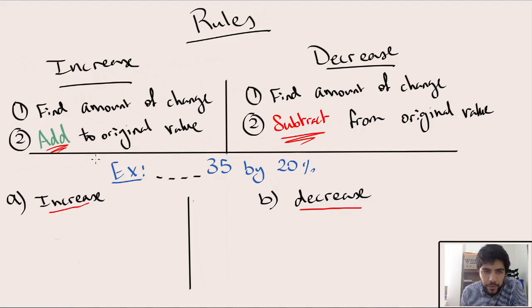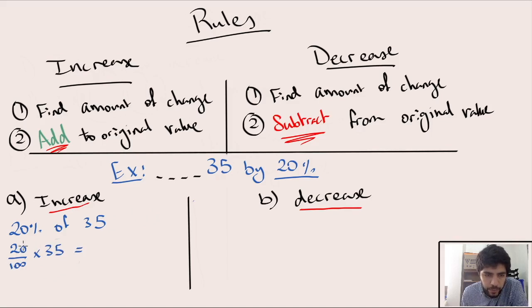Okay, so if we follow the first step in both of them, find the amount of change. When I say find the amount of change, I'm saying the change here is 20%, but this is a percentage. I want to find the amount. So basically, I'm trying to find 20% of 35. We covered this in the last video, last week. So 20 over 100 times 35.